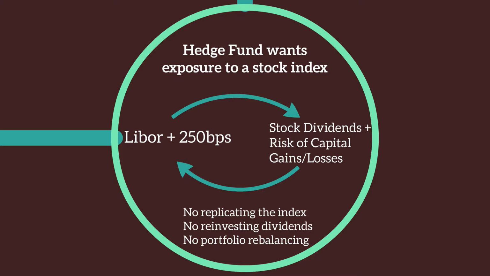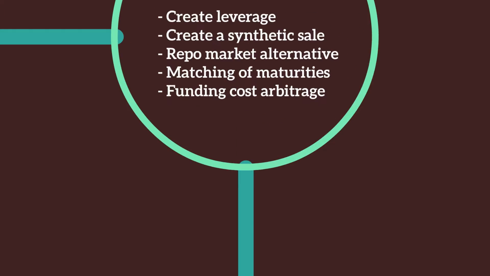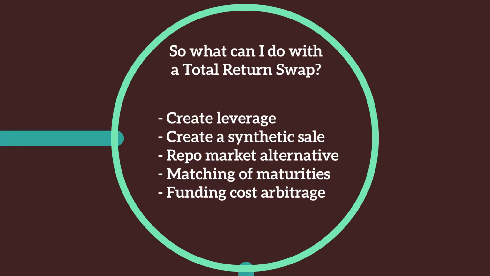It avoids having to replicate this exposure within its portfolio and going through all that trouble. It doesn't have to reinvest dividends that come off of those investments. And when the stock index changes, it doesn't have to rebalance the portfolio to keep the exposure the same as the actual stock index. All of this is handled for the hedge fund by the total return swap. Let's take a look at some other uses of a total return swap.